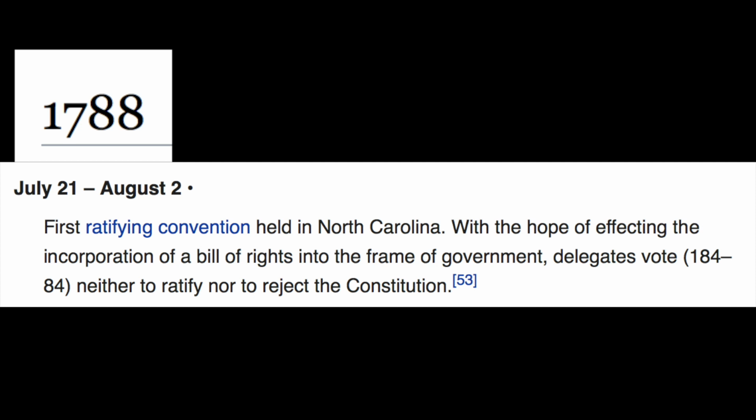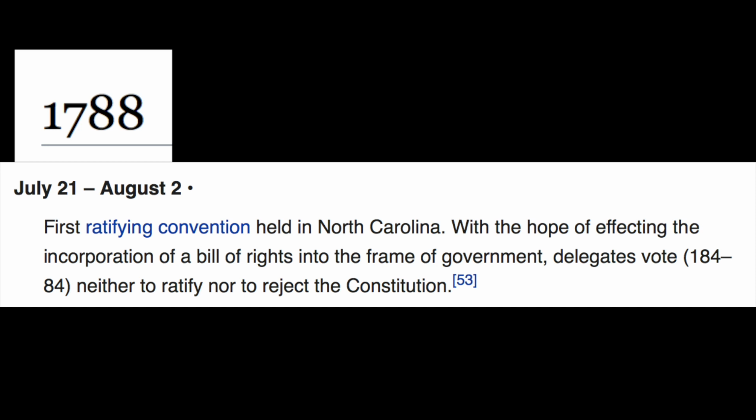Instead, we're just going to say that we'll take it if you guys can incorporate a Bill of Rights into the frame of government, not amended to it, into the actual frame, into the actual body of the Constitution. They want it to be interwoven into the main body of the Constitution. Okay, because there is a difference between the main body and things that are amended to the main body.